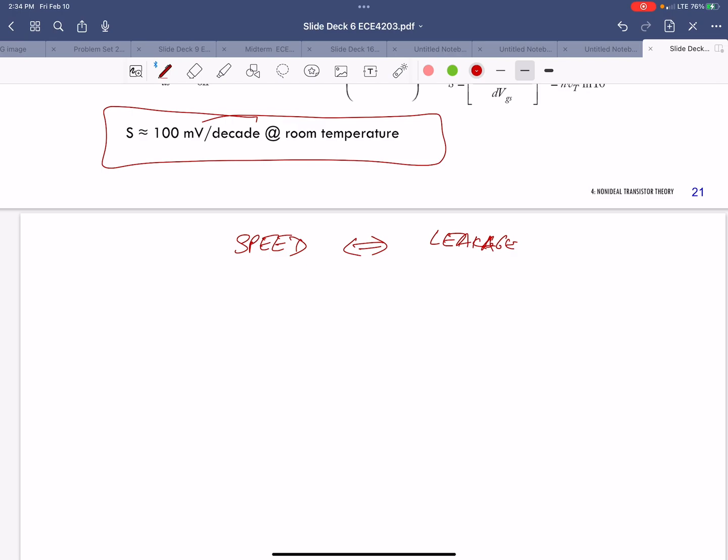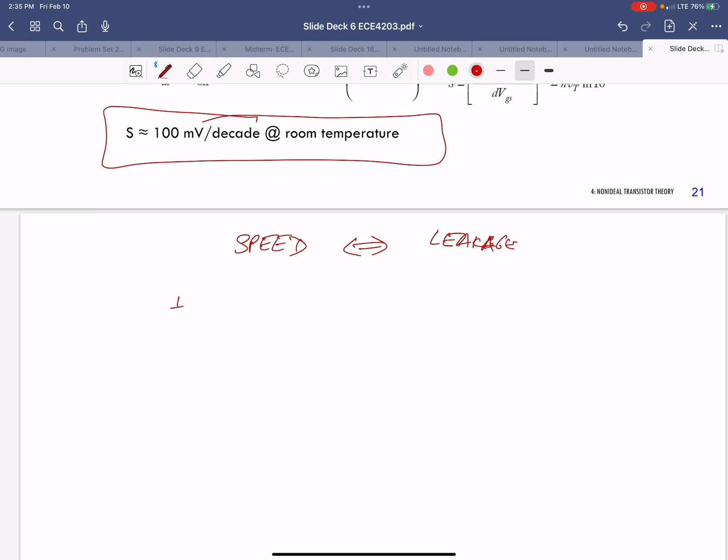We haven't gotten to this, but a lot of times, not always, the more on current you have, the faster you are. A lot of times, not all the time. So you want your on current to be as high as possible. Your gate source voltage, it is what it is. You can't go up too high, because of the electric fields and other things.